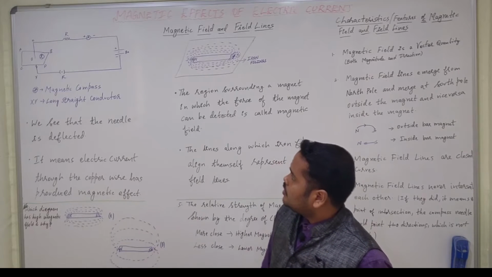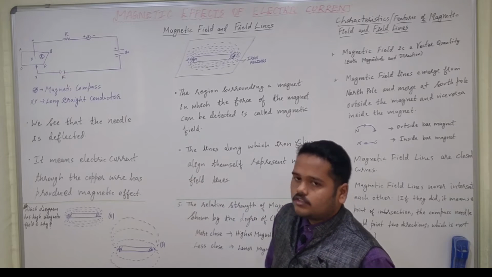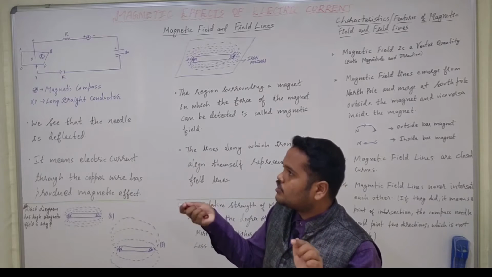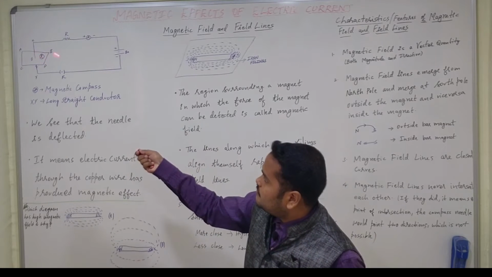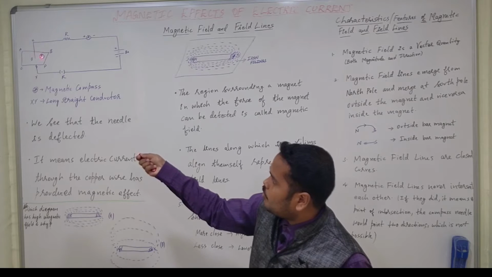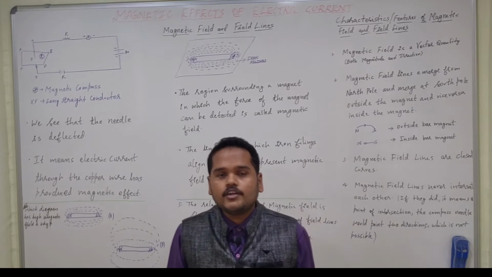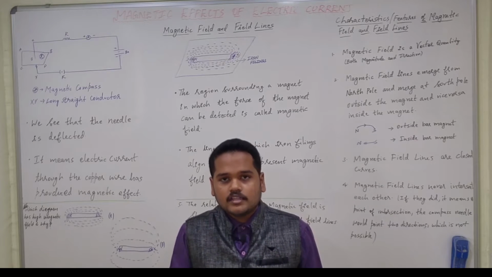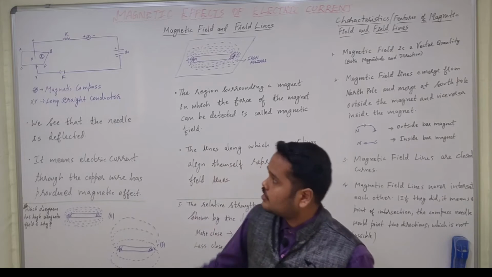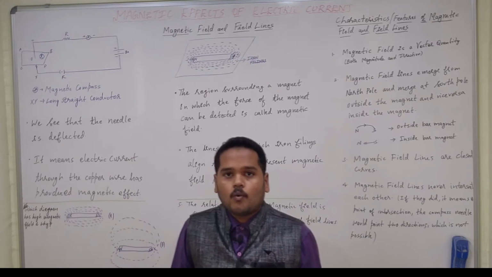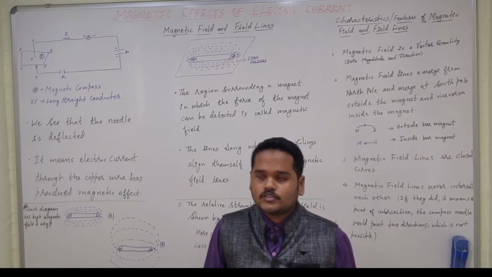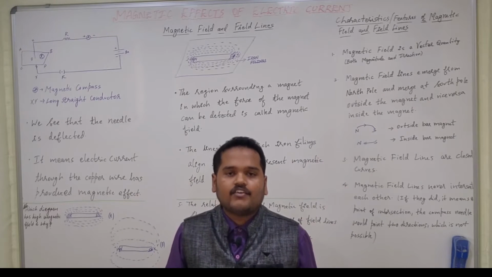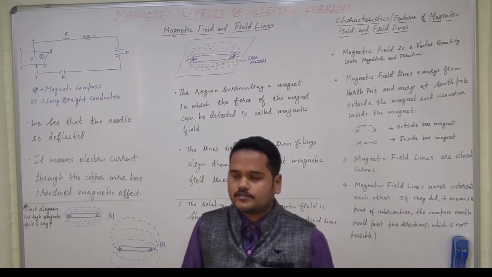In this setup, the moment you switch on the key, what happens? Current starts to flow. The moment you switch on, the current flows and there is a deflection of needle in the compass. The needle which is stable deflects slightly. So it suddenly deflects. What does this show? This shows that the current which has flown has produced magnetic effect or magnetic field around it.